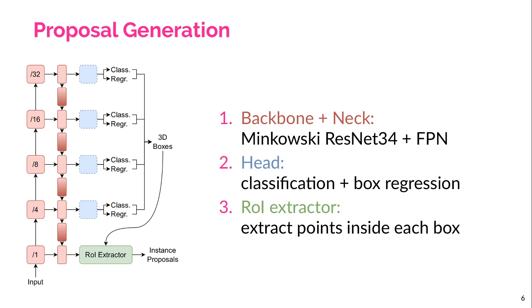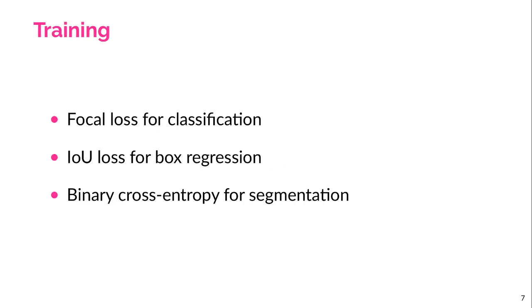The points in each bounding box are extracted by an RoI extractor. Finally, a refinement head, which is a sparse 3D UNet, transforms initial proposals into segmentation masks. We train our model end-to-end with both 3D detection and 3D instance segmentation losses. The detection loss is a sum of a focal loss for classification and an IoU loss for bounding box regression. The segmentation loss is a binary cross-entropy loss.